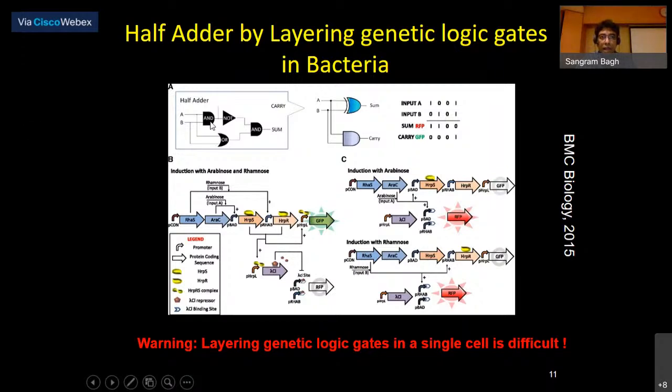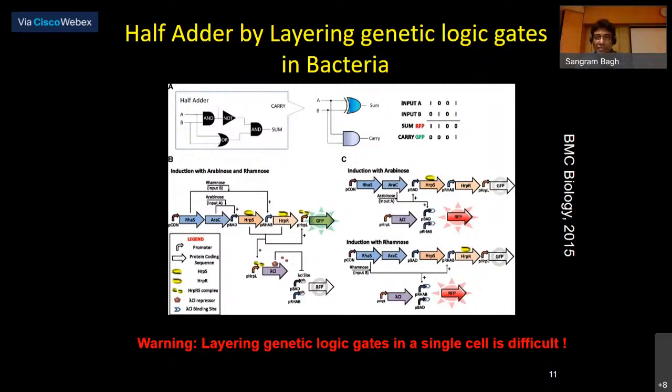This is a layering. So it's one AND gate. Now this AND gate's output is connected with a NOT gate, and this NOT gate's output is now the input of an AND gate. Similarly, you have an OR gate, whose output is also one input for this AND gate, and then you're getting your output. This is the truth table. So biologically, they also developed these two AND gates, one NOT gate and one OR gate connected exactly the same way, and that is what they actually developed and added.